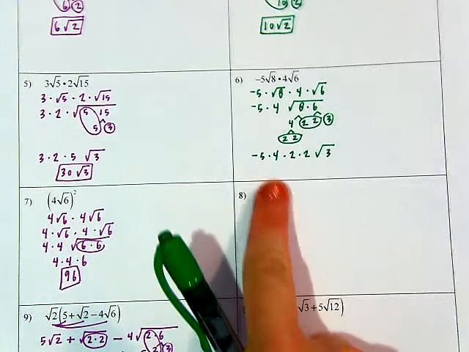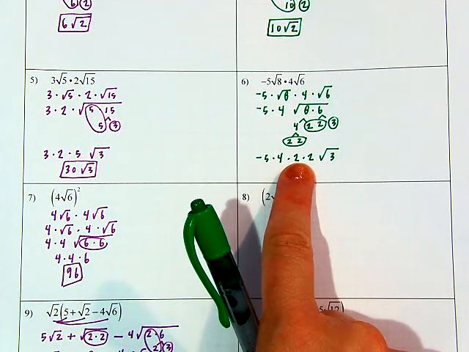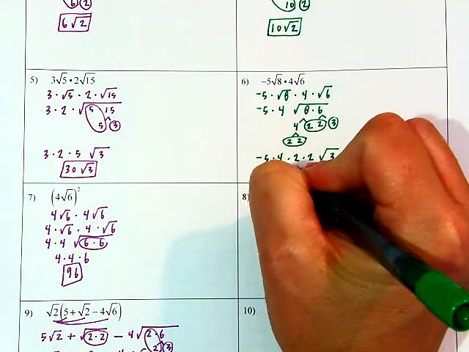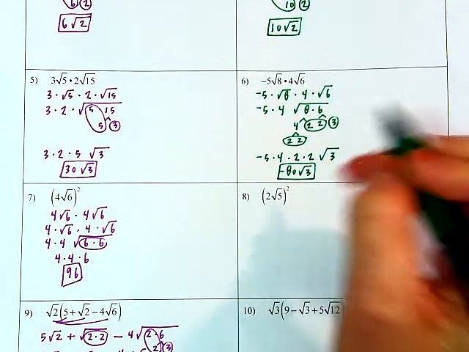So if I multiply this back, I have negative 5 times 4, so I have negative 20 times 2, negative 40 times 2, negative 80. So negative 80 times the square root of 3. All right, 2 more.